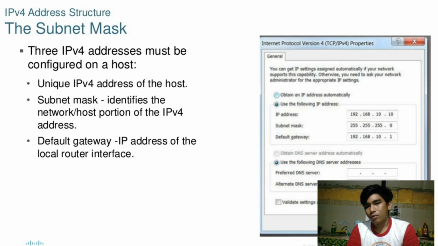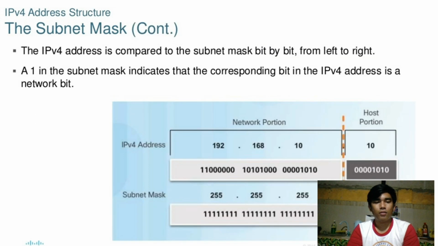Internet Protocol version 4, TCP/IPv4 properties. So let me explain it. Three IPv4 addresses must be configured on a host. The unique IPv4 address of the host. The subnet mask that identifies the network and host portion of the IPv4 address. The default gateway, the IP address of the local router interface.